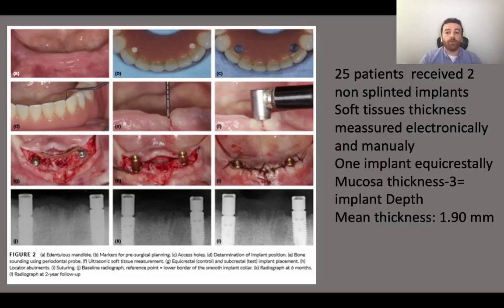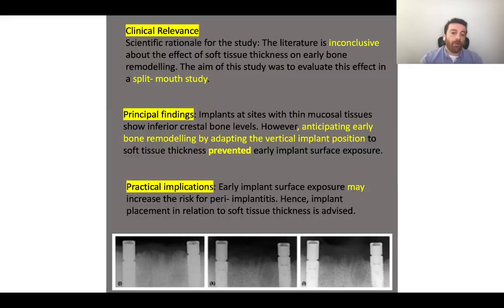In another study, they had 25 patients receiving 2 non-splinted implants, and they looked at the soft tissue thickness measured electronically, and they basically placed one implant at the crest with mucosal thickness of 3, and then another implant deeper with a mean thickness of 1.9 millimeters. And what were the practical findings from this? Basically, that when they had the implant exposed at the crest only, you did have bone loss. But when the implant was placed subcrestal to accommodate for that tissue thickness, you ended up having no bone loss.